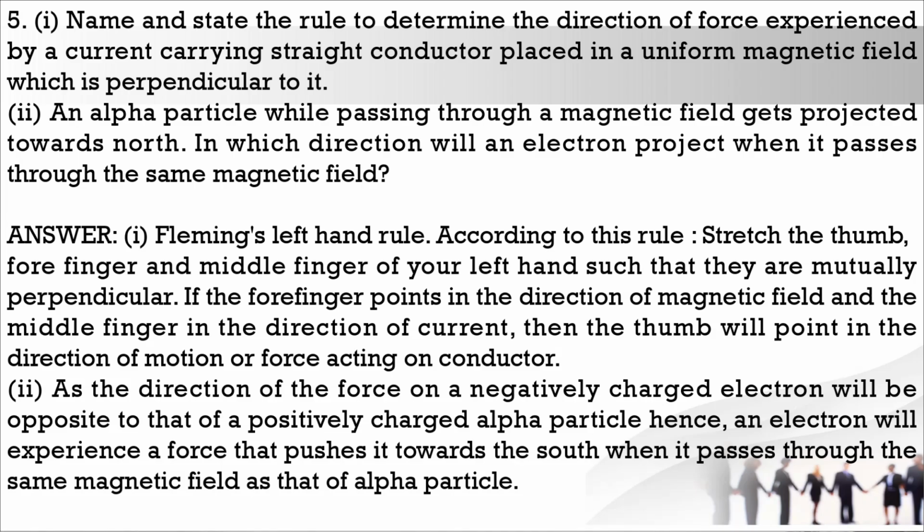Second, as the direction of force on a negatively charged electron will be opposite to that of the positively charged alpha particle, hence an electron will experience a force that pushes it toward the south when it passes through the same magnetic field as that of the alpha particle.